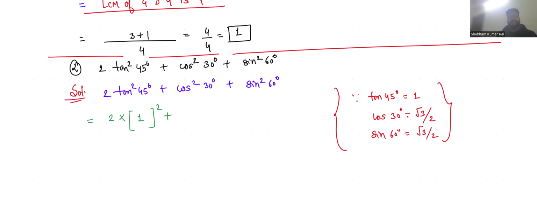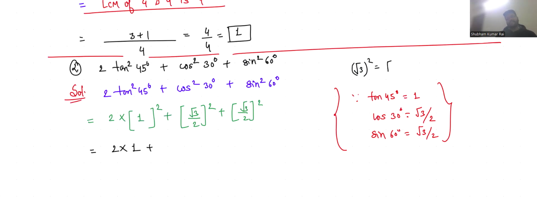So here it is cos square 30, it will be root 3 by 2 whole square. As here sin 60, it will also be root 3 by 2 whole square. Now, you will do 2 into 1 square, it will be 1. Root 3 square is what? It means root 3 into root 3, so the answer is 3. And 2 square we can write as 2 into 2, that will be 4.